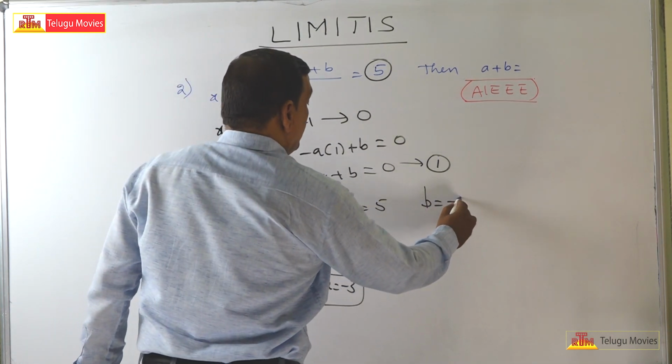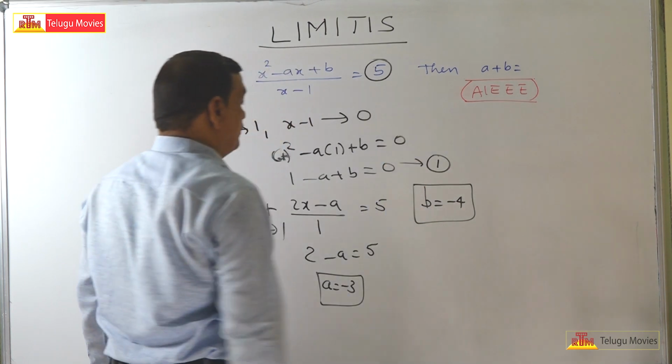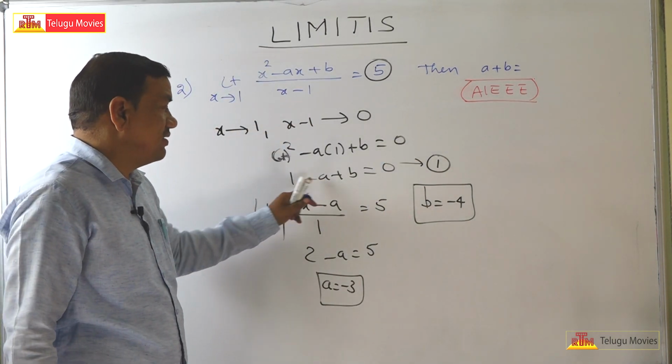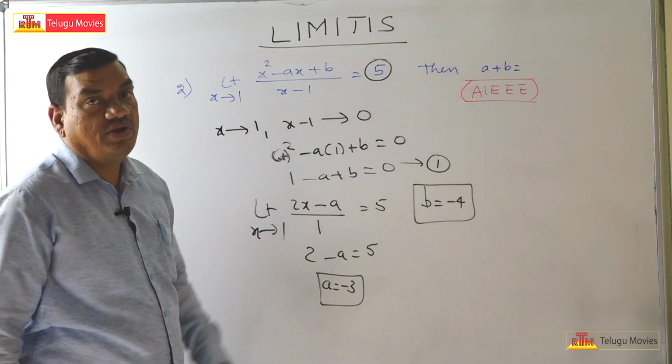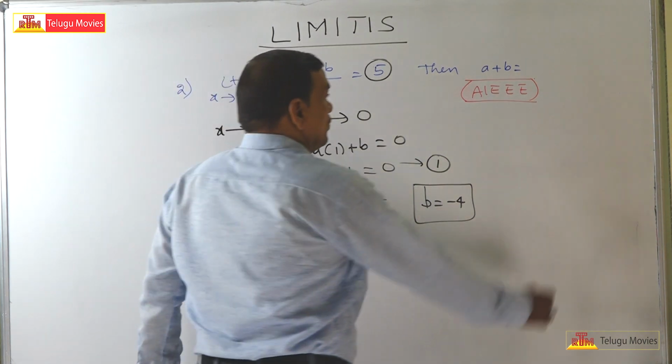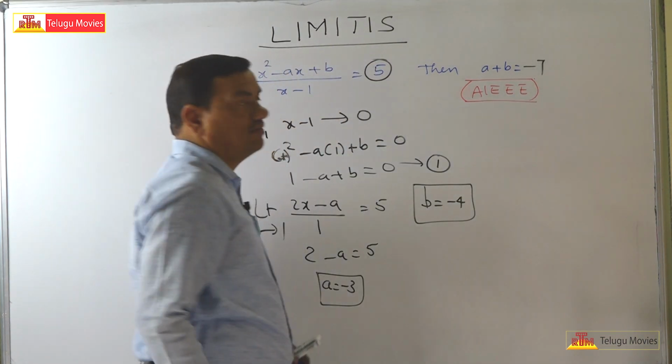So, therefore, b is equal to minus 4. So, the a value I substituted, minus 3: minus of minus 3 plus 3, 1 plus 3, 4, the b value is minus 4. Therefore, the a value is minus 3, the b value is minus 4. Therefore, your total answer is minus 7.